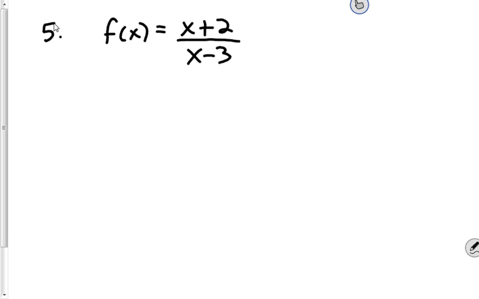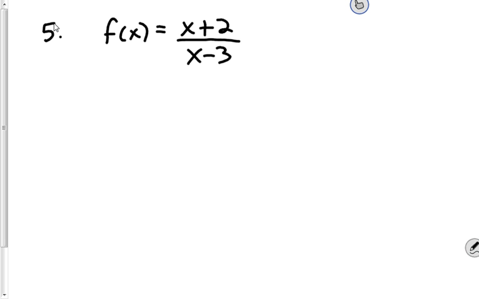All right, number 5 on page 207 gives us the function f of x equals (x plus 2) over (x minus 3). And it asks us to find the vertical asymptote, horizontal asymptote, and then graph the function.